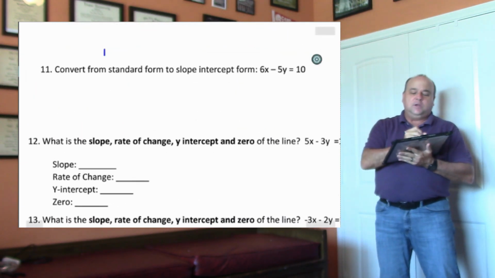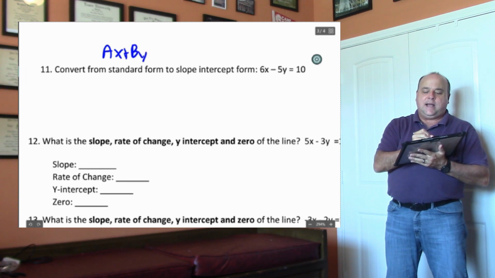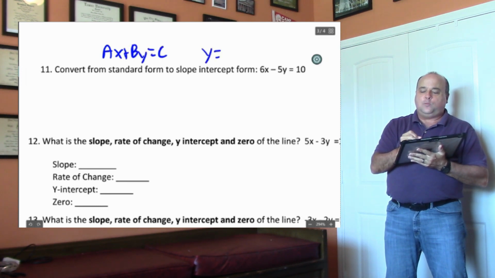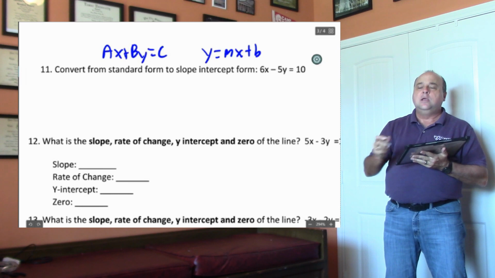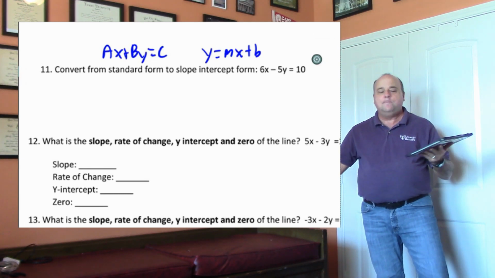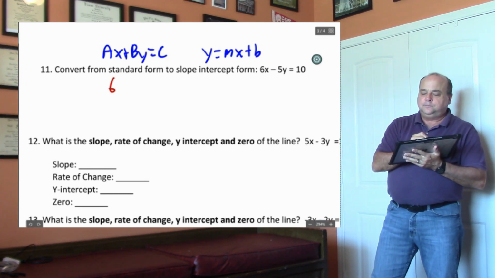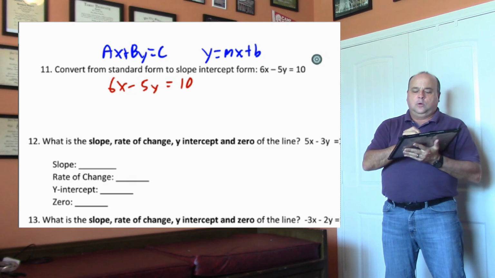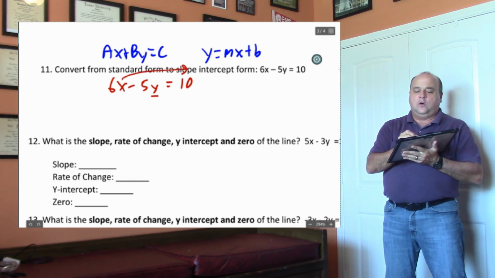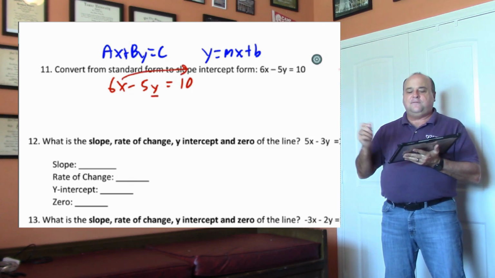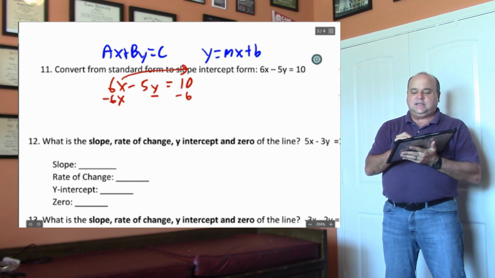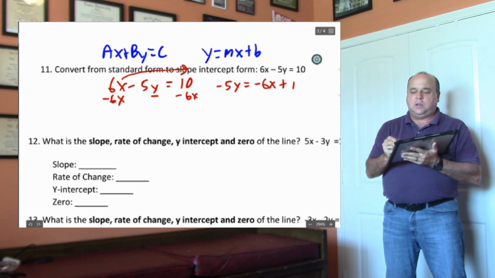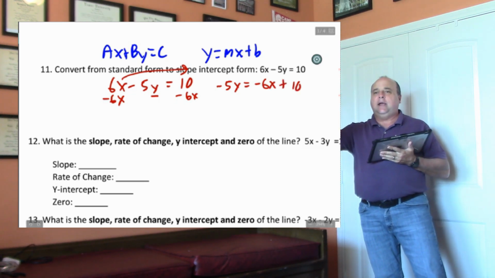Convert from standard form, which is ax plus by equals c, to slope-intercept form, y equals mx plus b. So basically solve for y. So let's write down our equation: 6x minus 5y equals 10. We want to solve this for y, right? So underline the y. I'm going to move over the 6x and divide by the 5 on it. So when I move over that 6x, I'm going to get negative 5y equals negative 6x plus 10.